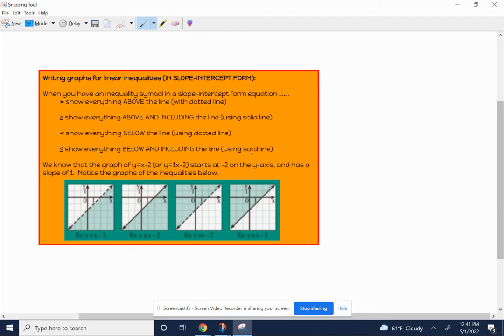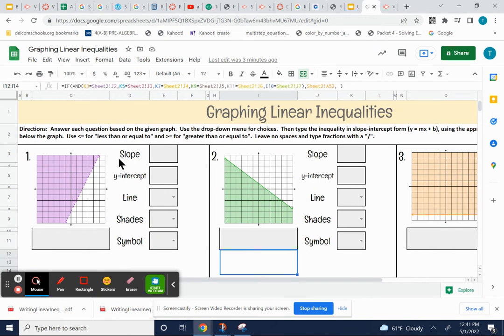Again, you're going to get into a lot more detail in ninth grade, but I just wanted to have you practice some of these and see if you can get the idea. So let's do the first problem on your digital lesson. I want to be able to show what inequality is being graphed here. The first thing I want to do is look at my dashed line.